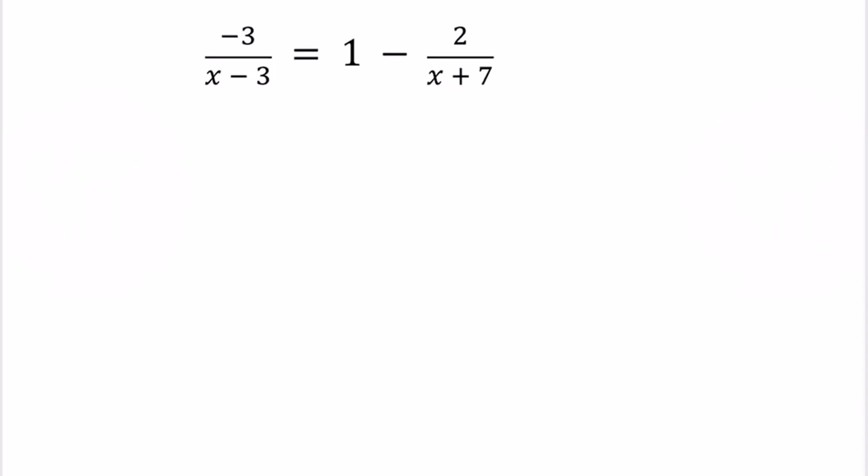Negative 3 over x minus 3 is equal to 1 minus 2 over x plus 7. So here we have variable on the denominator. So we need to find values to exclude. That is, the denominator cannot equal 0. So we have x minus 3 cannot equal 0. Add 3 over, so x cannot equal 3. And then we have x plus 7 cannot equal 0. Minus 7 over, so x cannot equal negative 7.